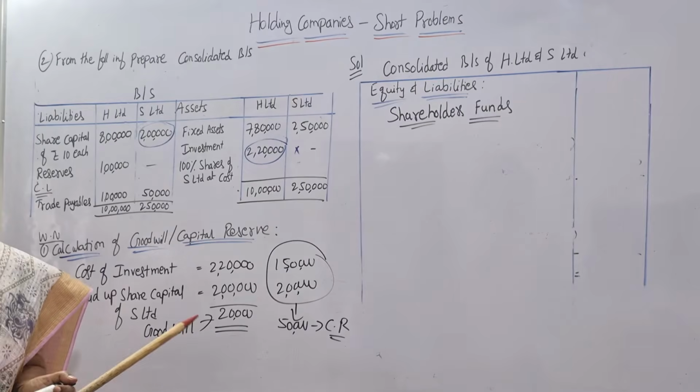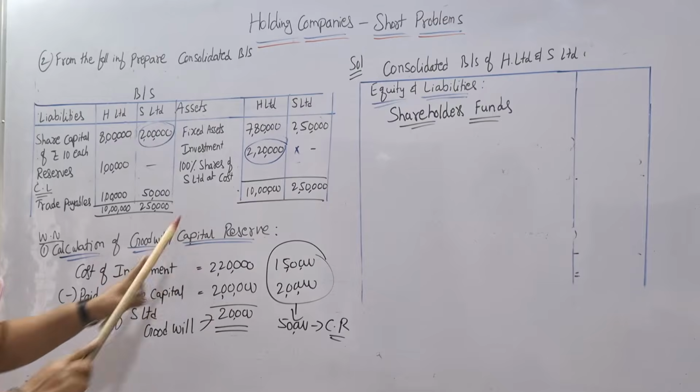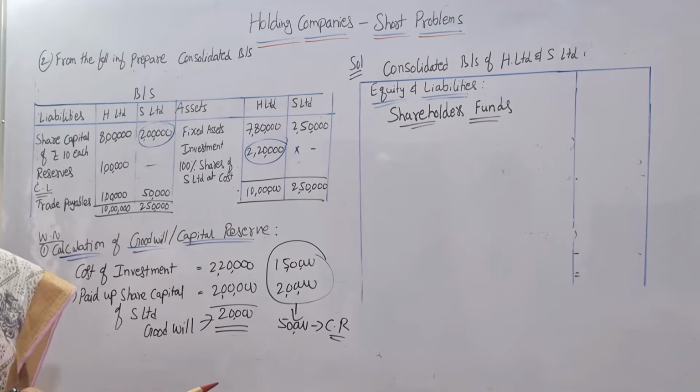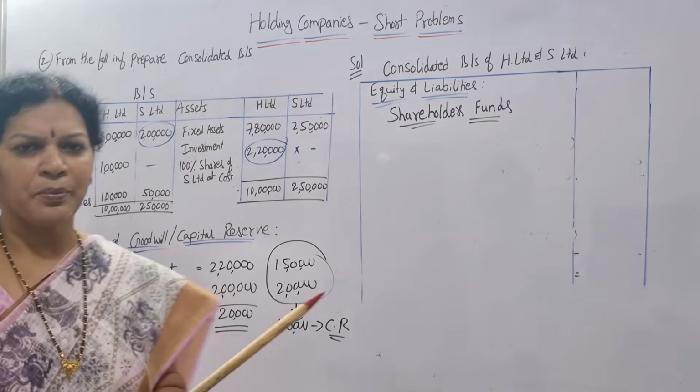With this problem, you should have a good understanding. Now, in this problem, our investment is 2,20,000, which is more than the share capital. Goodwill, you got it. This we are going to consider. Now, you can start the problem.